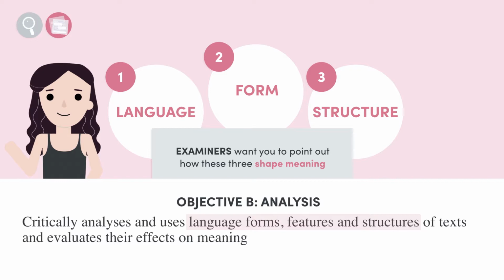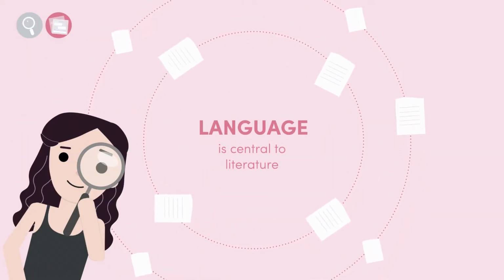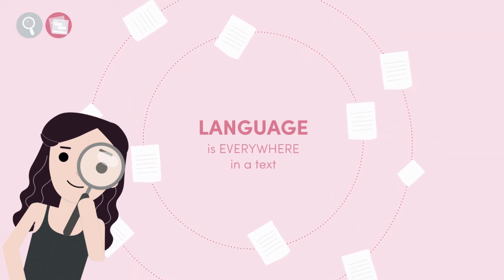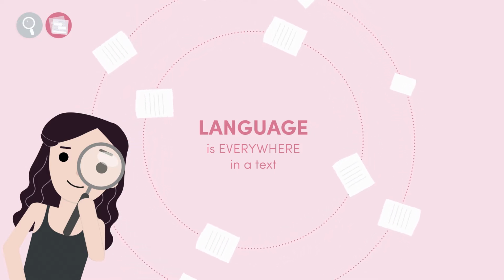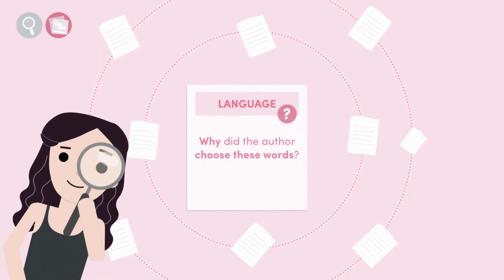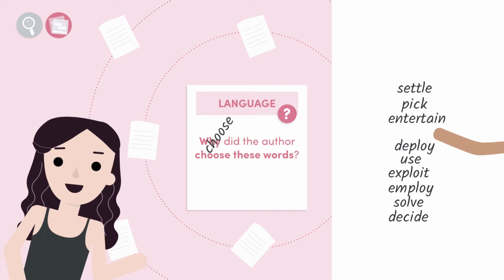First up, what is language analysis? As you may be able to guess, language is really central to literature. It's no secret that language is absolutely everywhere in a text. Fortunately, language analysis is simpler than it sounds. To be good at language analysis is just to be good at asking, out of all the words in the world, why did the author choose these words?